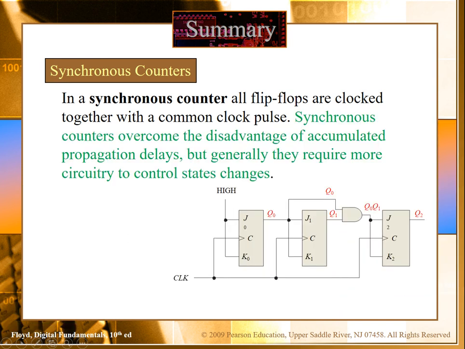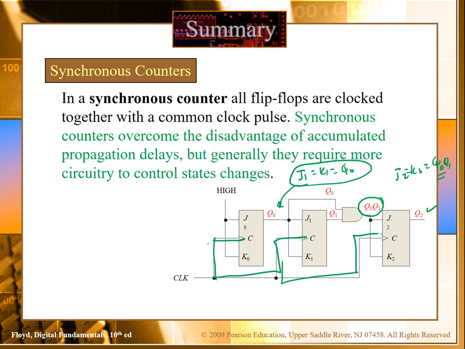So that is the clear diagram. We can implement it like this. J1 and K1 basically depend on Q0, so we simply feed from that. J2 and K2 depend on the AND of Q0 and Q1, so we take Q0, Q1 and their AND and we will get the desired output. And the clock is common, synchronized for all, the same clock at the same time. So all the flip-flops will be operating at the same time. So this is the synchronous counter.